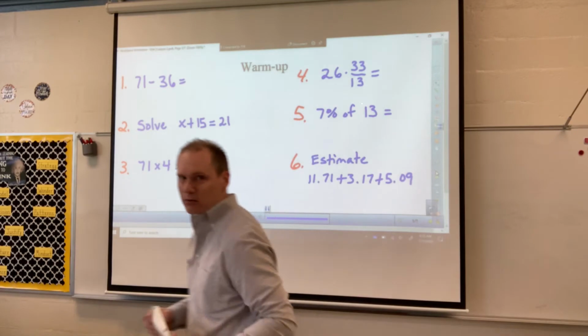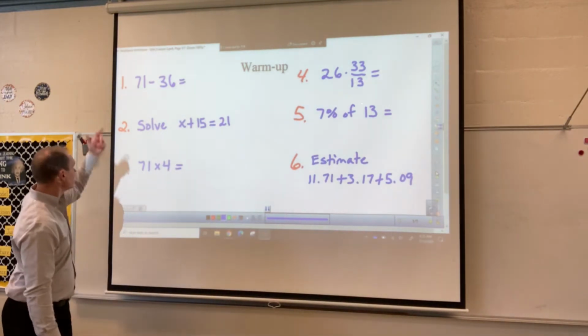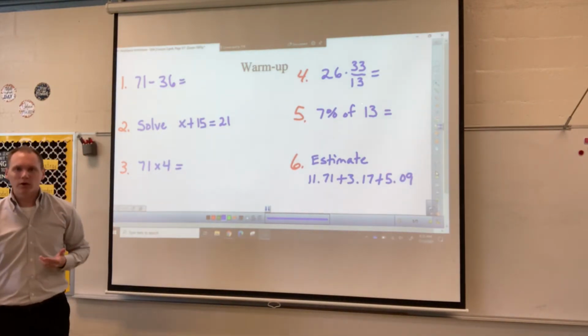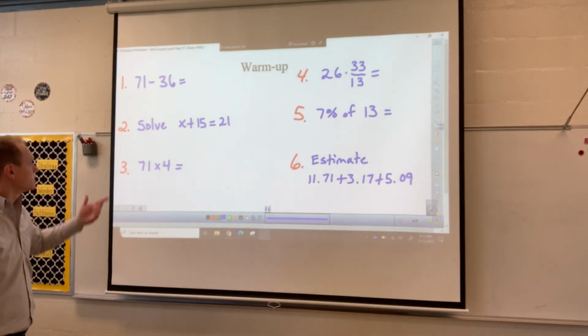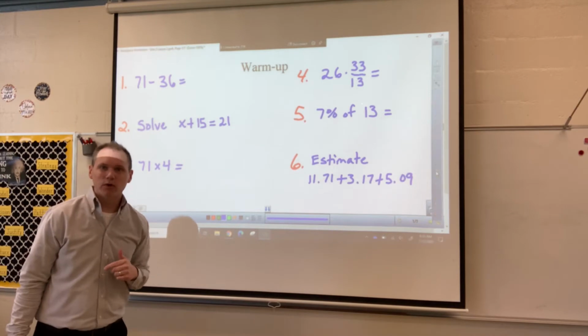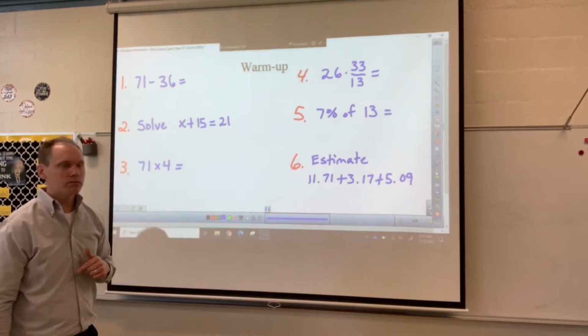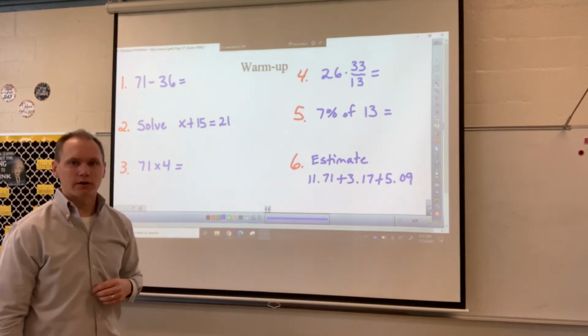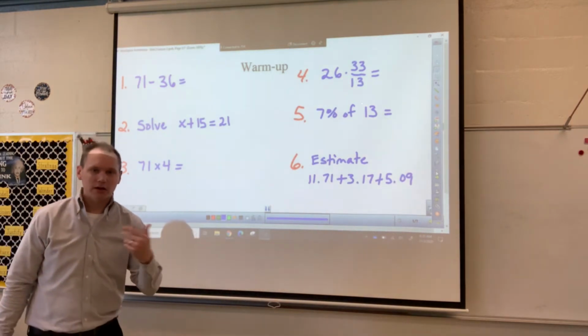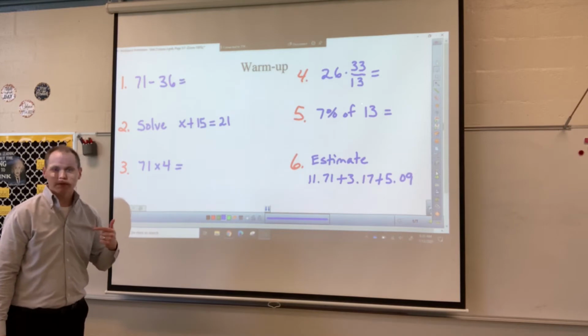So let's go ahead and get started with number one here. 71 minus 36. Number of different ways you can go about doing this. For me, my first strategy was to subtract 30 first, and 71 minus 30 would be 41, and then subtract an additional 6 to get you down to 35. Did y'all have any other strategies there? Did y'all get 35? Okay.